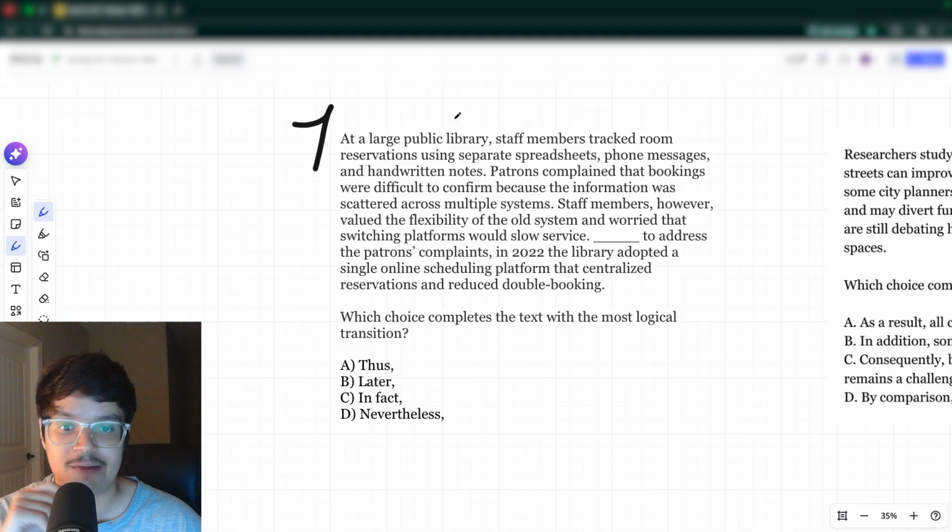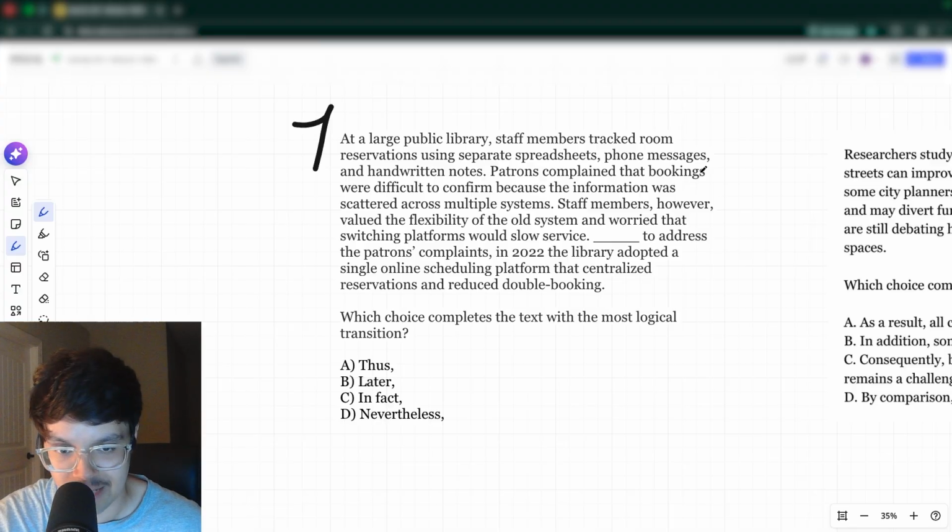At a large public library, staff members tracked room reservations using separate spreadsheets, phone messages, and handwritten notes. Okay, so they had all these different ways of tracking who was in the rooms at different times. Patrons complained that bookings were difficult to confirm because the information was scattered across multiple systems. Okay, so since there are so many different things, spreadsheets, phone messages, it's really confusing because there's just so much stuff they have to keep track of.